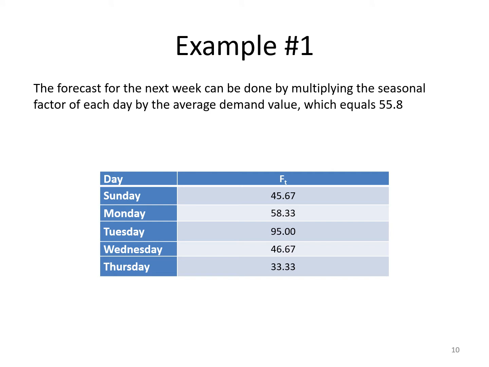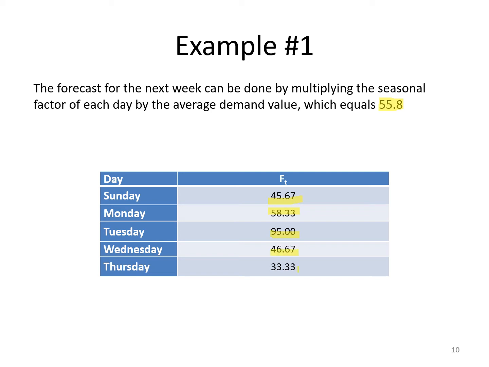Now, based on the seasonality factors for each day, if I wish to calculate the forecasted demand for the next week, I can do that by multiplying the average demand value, which is here 55.8, which was calculated earlier for the overall historical demand values, by the seasonality factor of each day of the week. This will give us the forecasted demand for the next week, and these are the values for each specific day.